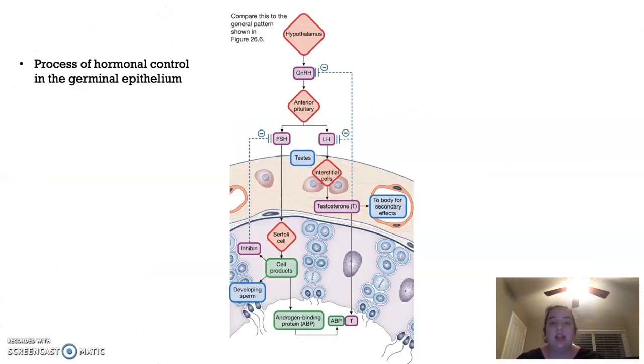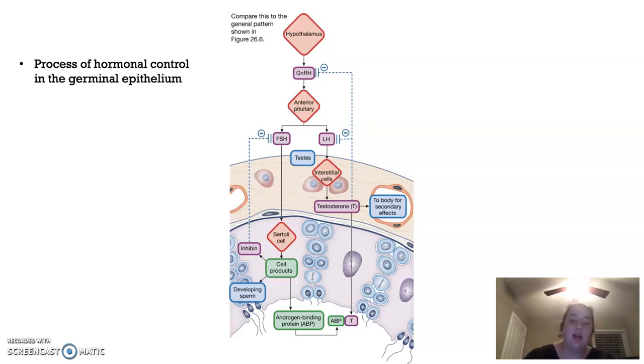So here I have a diagram kind of showing the visual representation of what I just talked about, the hormonal control in the germinal epithelium. So here we have the hypothalamus, which releases the GnRH, which then is taken up by the anterior pituitary, which then releases the follicle-stimulating hormone and the LH to the testes. And as you can see, the LH then goes through the interstitial cells, which then release the testosterone, which goes to the body for the secondary effects.